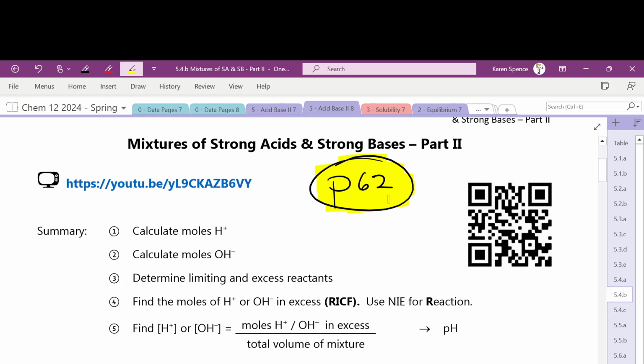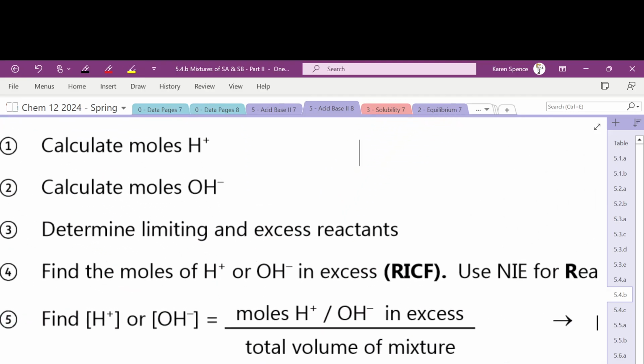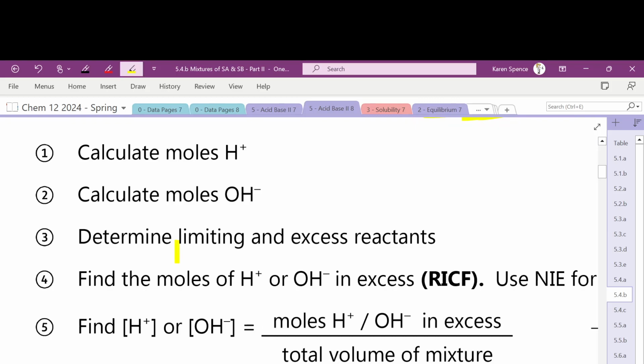And this is actually something that we learned before the quiz, I think. Do you remember this? Mixtures of strong acids and strong bases? Okay, so we're going to review it really fast. We are going to calculate moles of H+. We're going to calculate moles of OH-. We're going to determine who is limiting and who is excess. And then you're going to figure out how much is in excess by using a RICFA table.